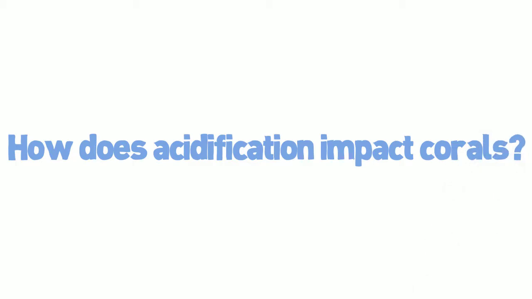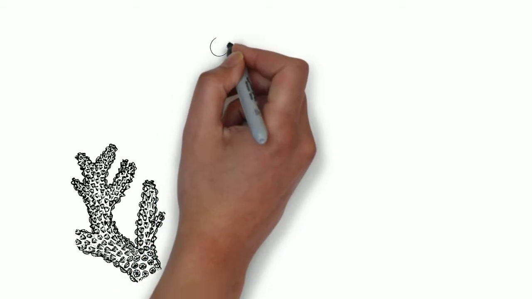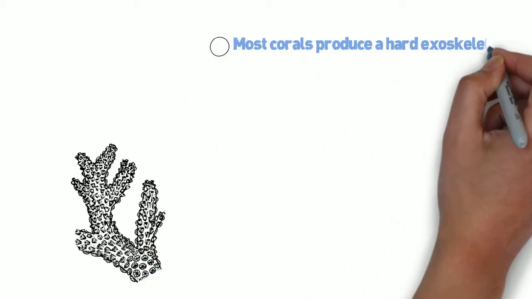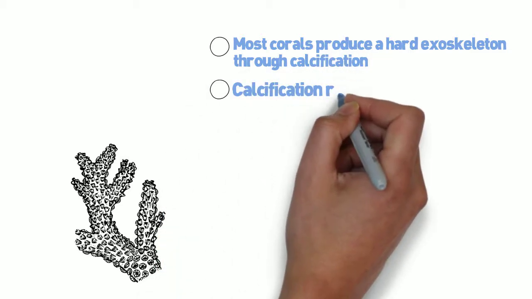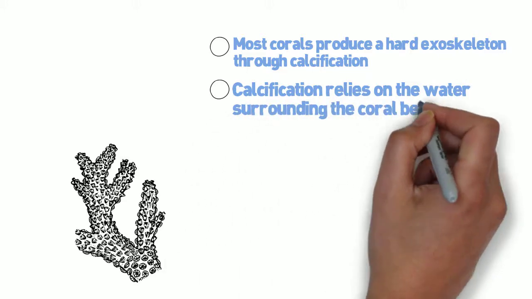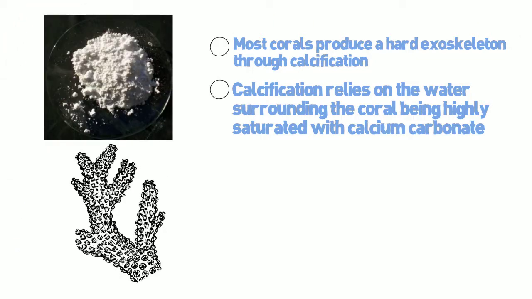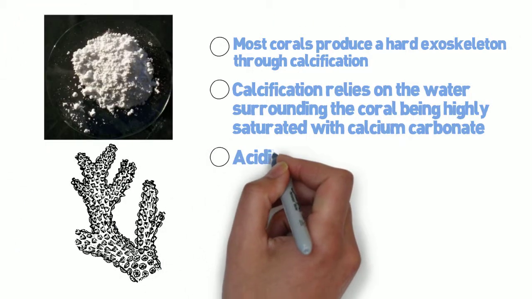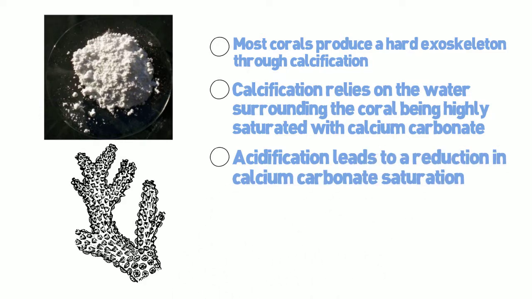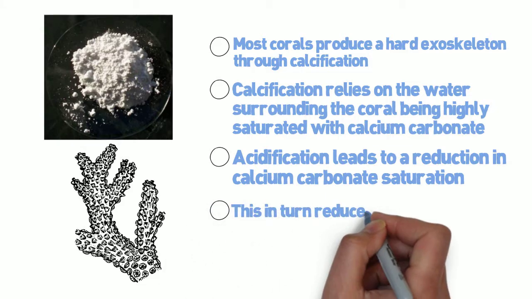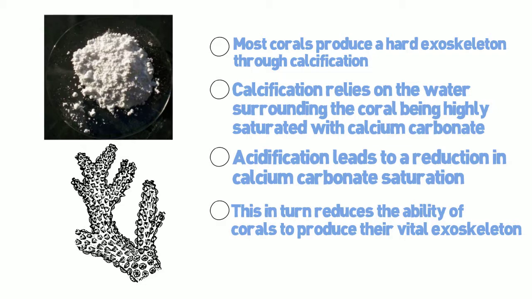So how does ocean acidification impact corals? Most corals produce a hard exoskeleton through a process known as calcification. Calcification relies on the water surrounding the coral being highly saturated with calcium carbonate. Acidification leads to a reduction in calcium carbonate saturation. This in turn reduces the ability of corals to produce their vital exoskeleton.